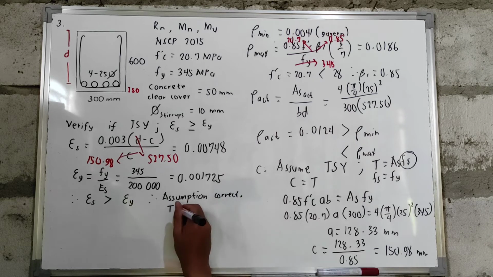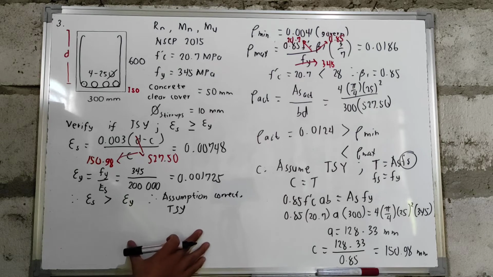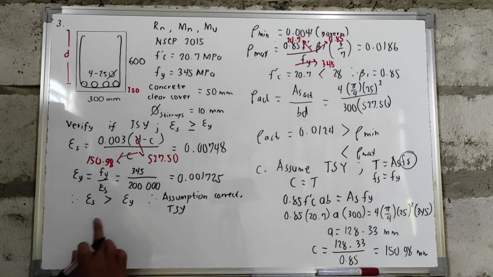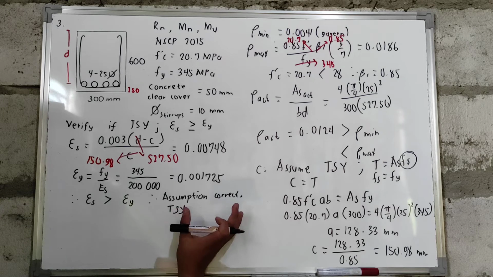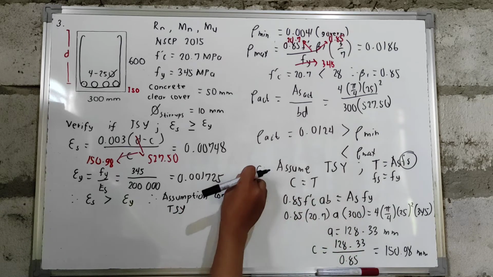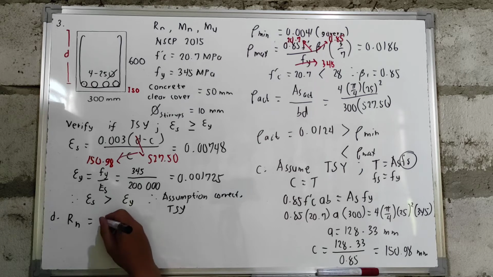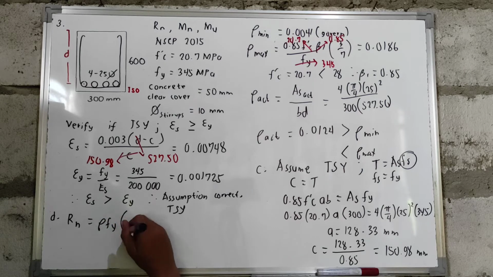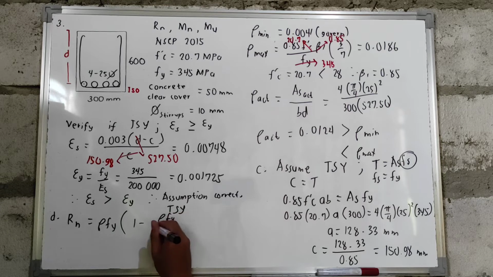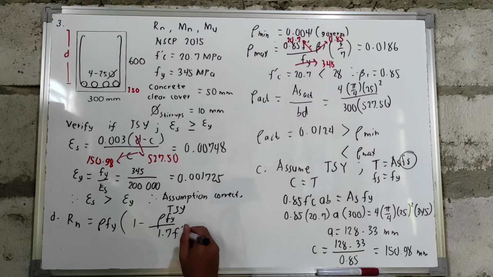Tension still yields. Okay. Next, nalaman na ngayon natin na tension still yields, yung assumption natin kanina is tama. So, meaning to say, we are going to proceed in computing for the remaining values na hinahanap sa problem natin. So, let's solve first for the value of your nominal resistance. Yung formula natin for nominal resistance, that is rho Fy, 1 minus rho Fy over 1.7 F prime C.